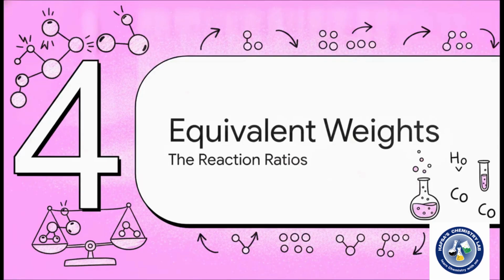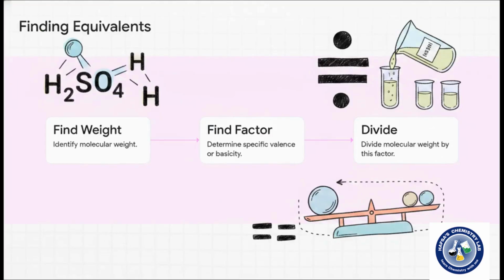Section 4. Understanding equivalent weights and the reaction ratios. Okay, so the mole tells us exactly how much stuff we have, but molecules don't always react in simple, neat one-to-one ratios. Imagine a single acid molecule that donates more than one hydrogen atom in a reaction. Comparing it mole for mole with an acid that only donates a single hydrogen atom wouldn't really be a fair fight, would it? It wouldn't balance the accounting books.